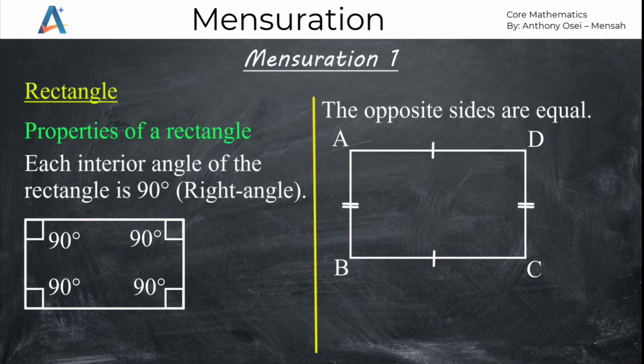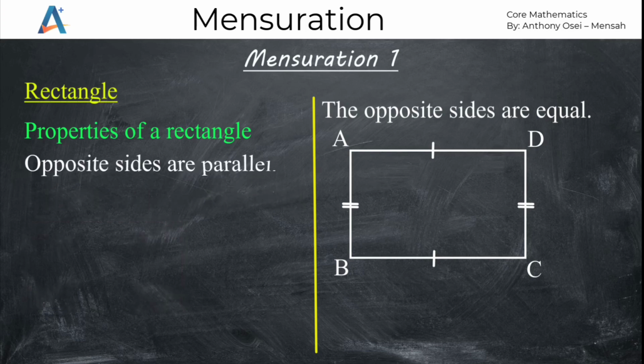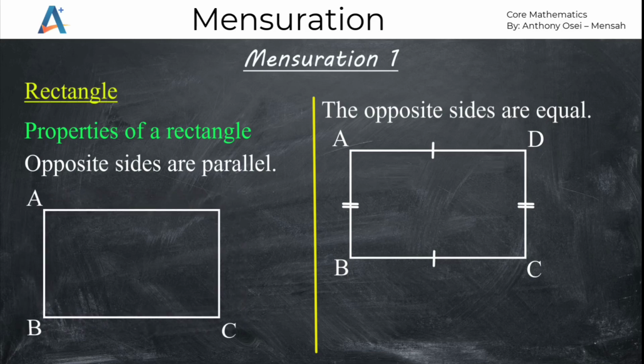Let us take a look at property number 3, or character number 3 about the rectangle. So far as the opposite sides are equal, then the opposite sides are also parallel. So property number 3 says that opposite sides are parallel. If you take a look at the rectangle, you realize that the opposite sides which were equal are still parallel. So the side AD is parallel to the side BC, and they are indicated by an arrow.